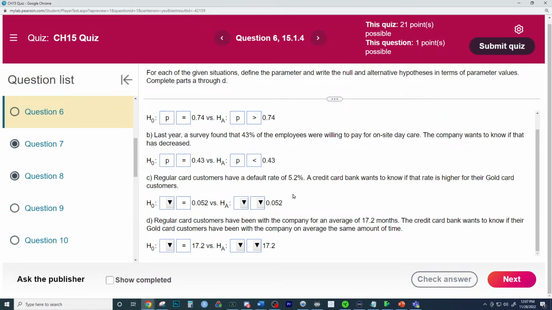Regular card customers have a default rate of this, so you either default or you do not default. So what would defaulting be? Categorical or quantitative? A credit card bank wants to know if the rate is higher for their gold cards. So it's categorical again.